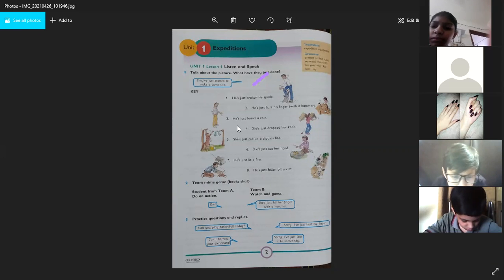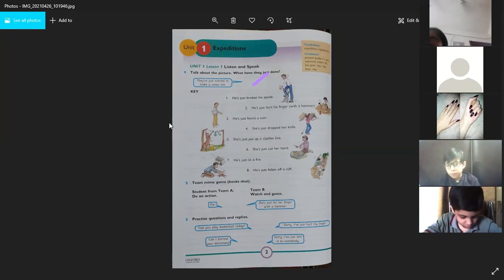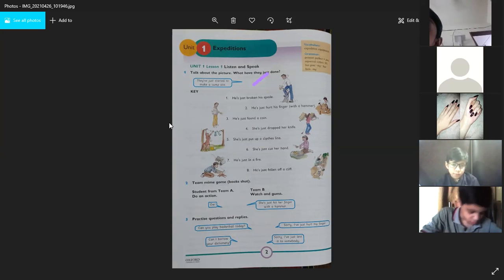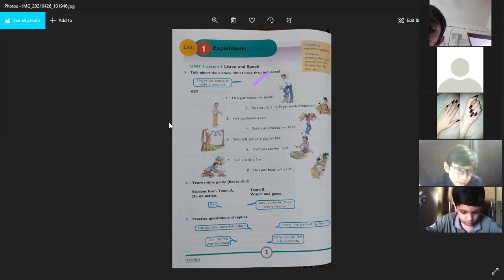Now look at this picture number three. The man in yellow and white shirt. Yes, Mubarak. Yes, beta. Teacher, what is spade? I have just told you it is a tool with a sharp edge through which we dig sand. A tool with a sharp edge. Okay, teacher.